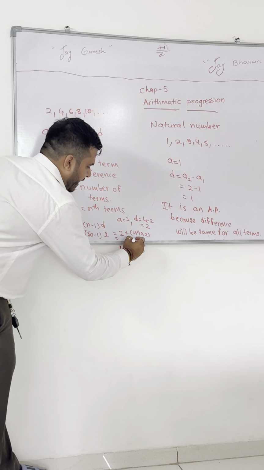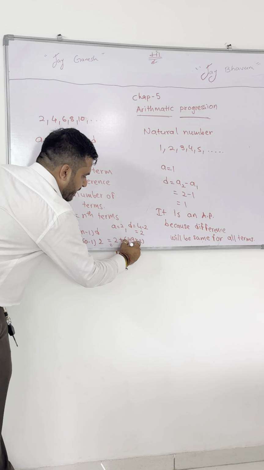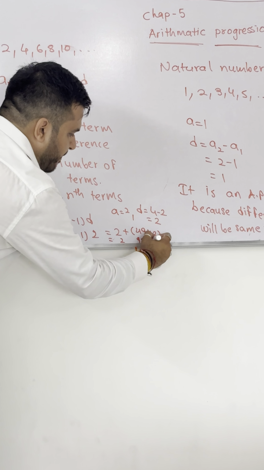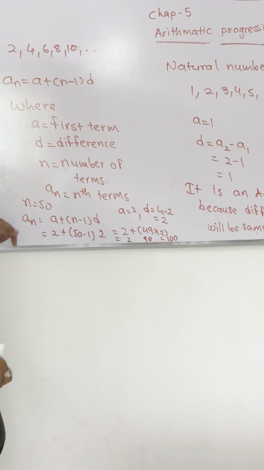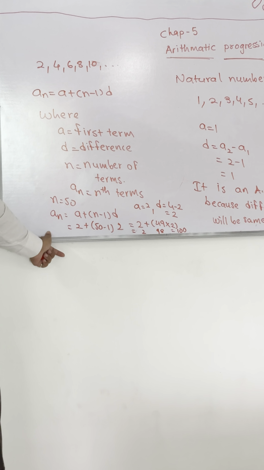So 49 times 2: 9 twos are 18, 1 carry over. I think it is 98. 98 plus 2 equals 100. So your 50th term is equal to 100.